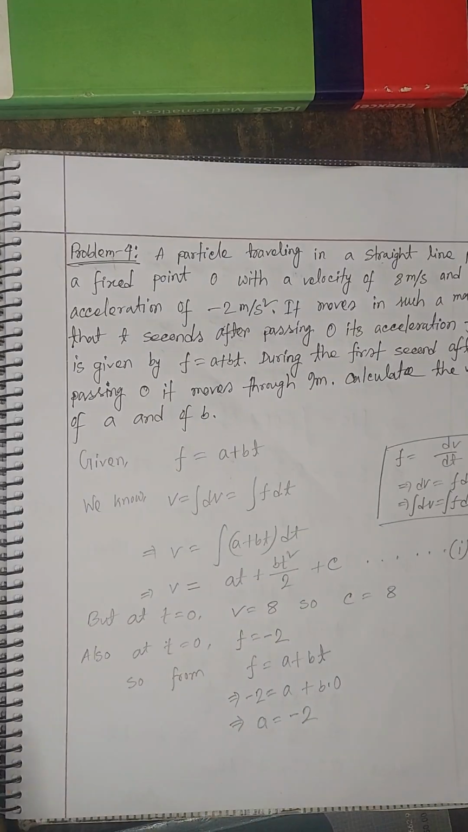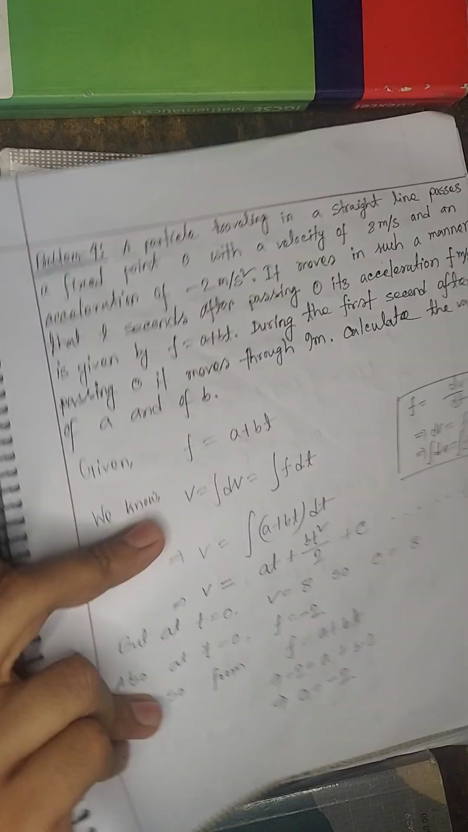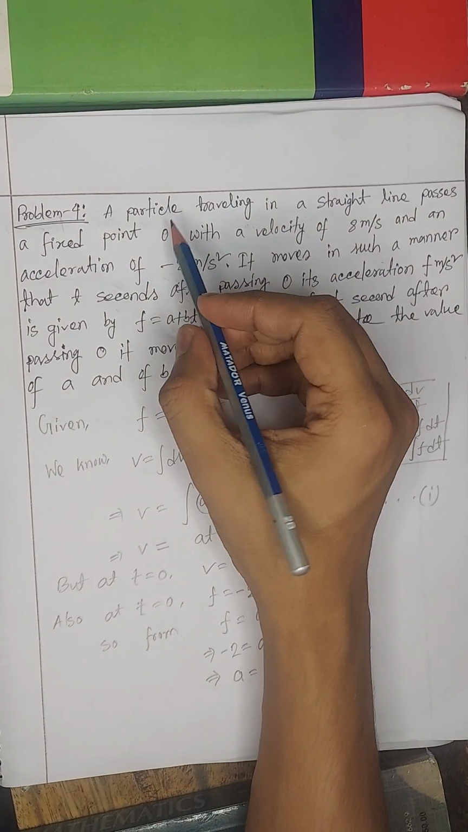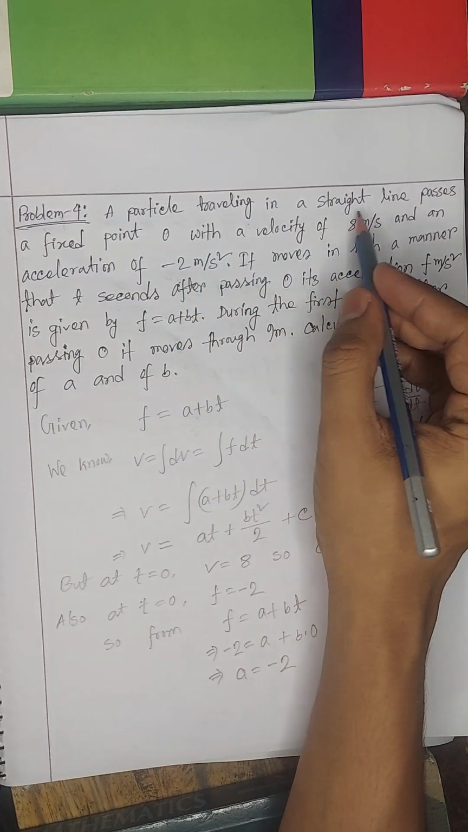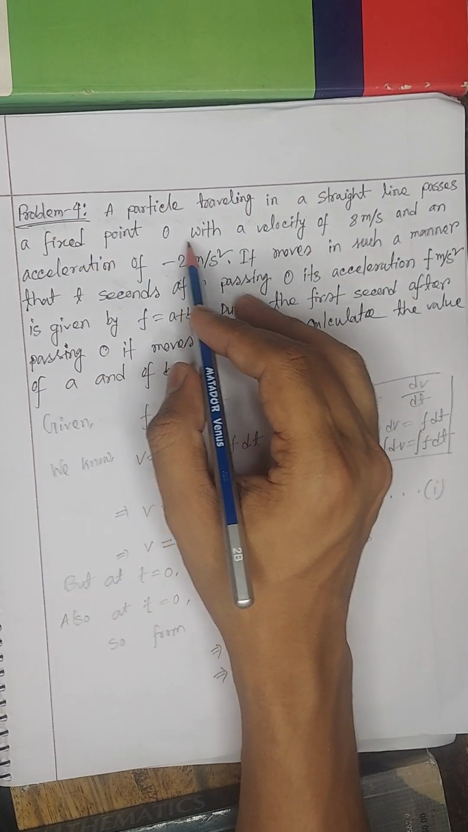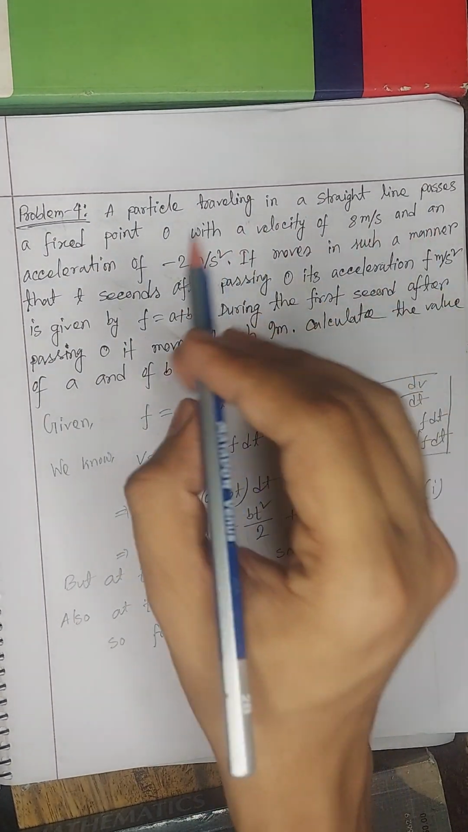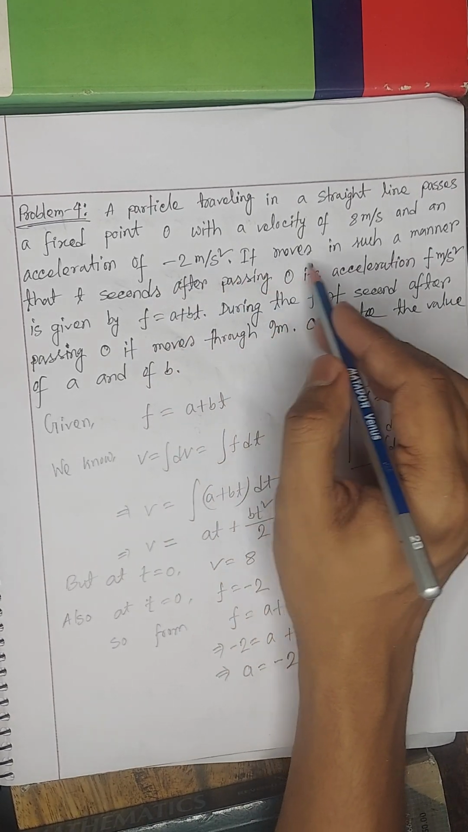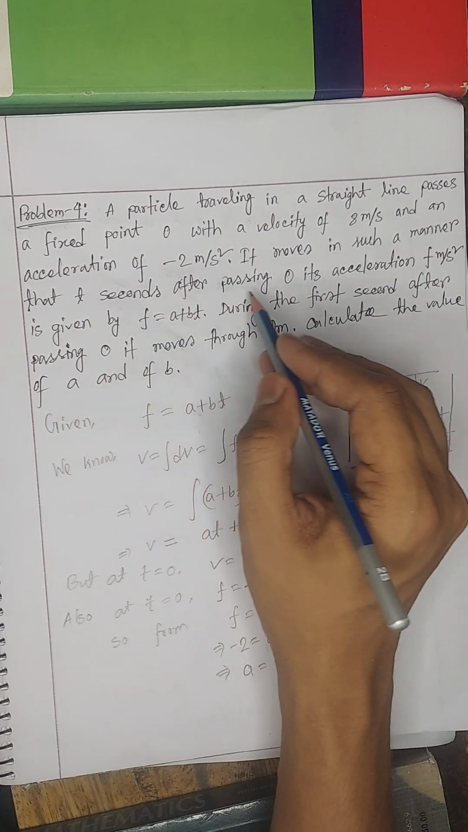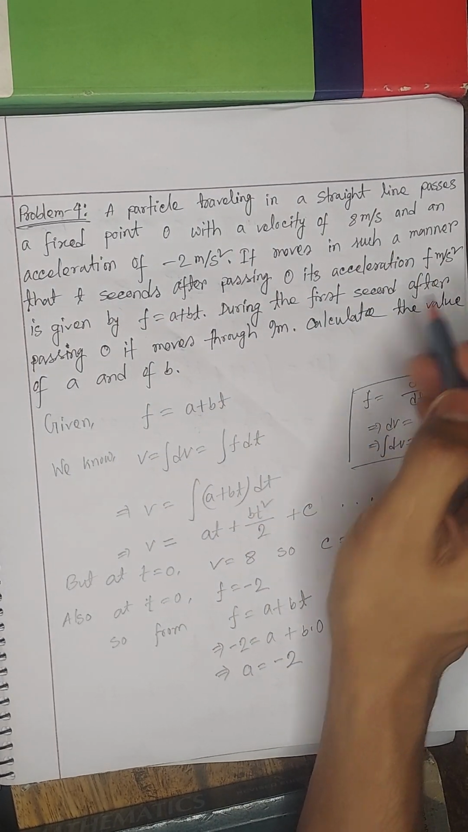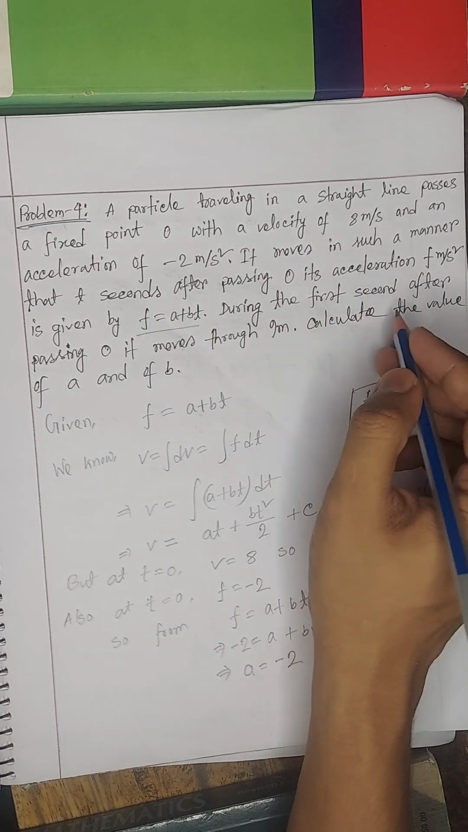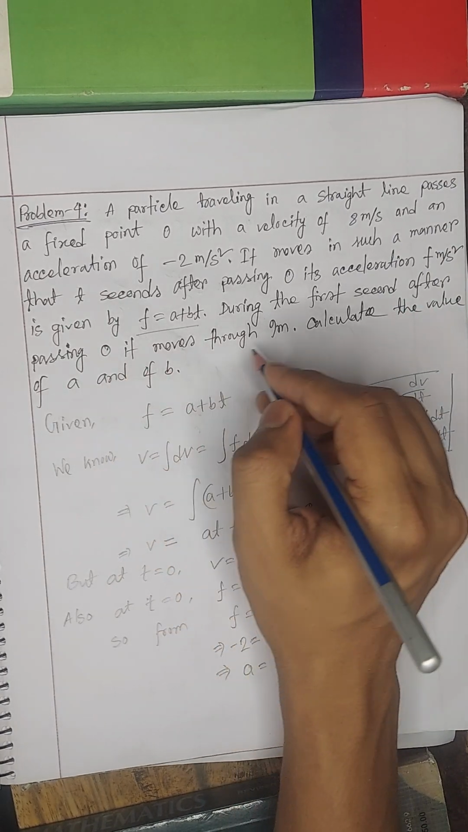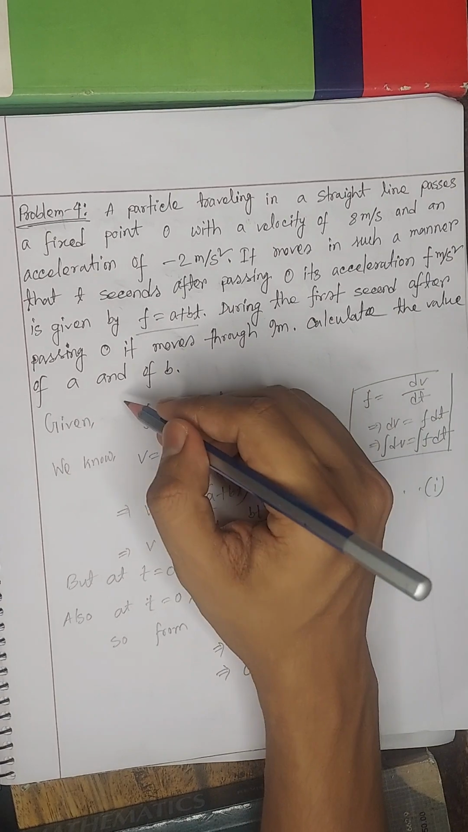Now we are going to see another problem from kinetics. Here, a particle traveling in a straight line passes a fixed point O with a velocity of 8 meter per second and acceleration of minus 2 meter per second square, and it moves in such a manner that t seconds after passing O, its acceleration f meter per second square is given by this. And during the first second after passing O, it moves through 9 meter, and we have to calculate the value of a and b.